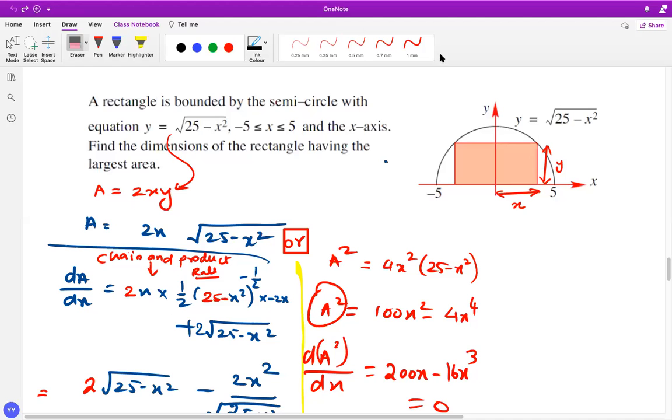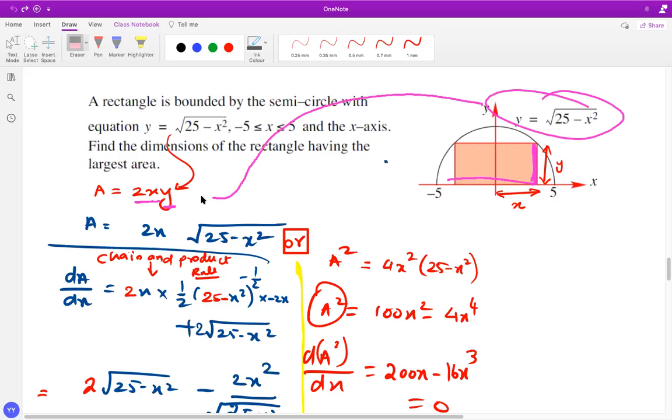So just to repeat what we just did, the length of this is actually 2x, the entire length of the rectangle, and y is this. So area is 2x times y, and because we know y is nothing but square root of 25 minus x squared, you get this as the expression.